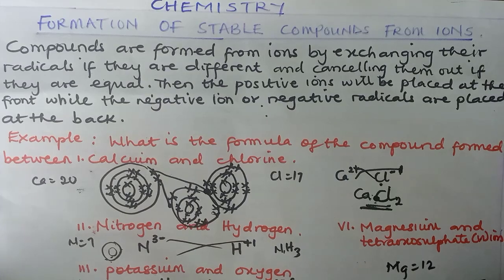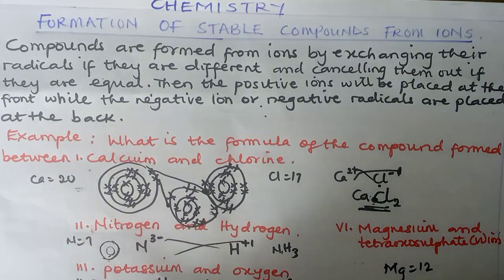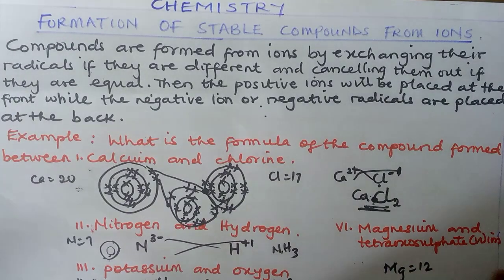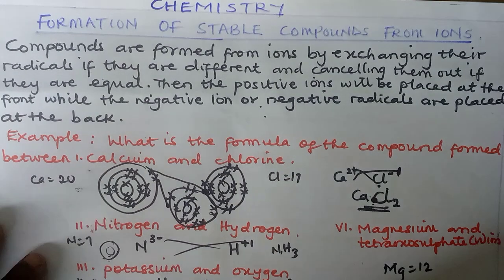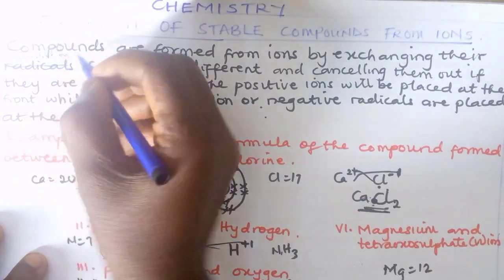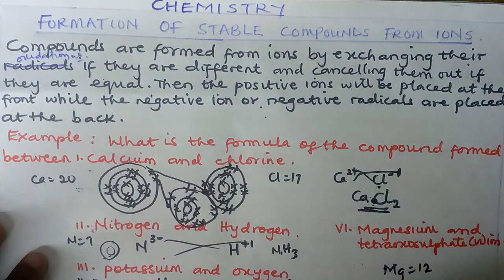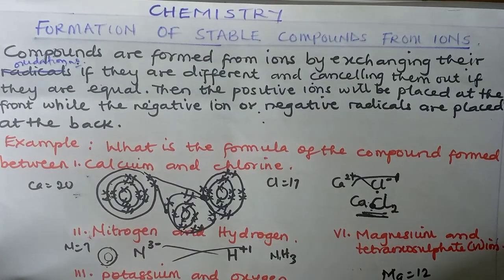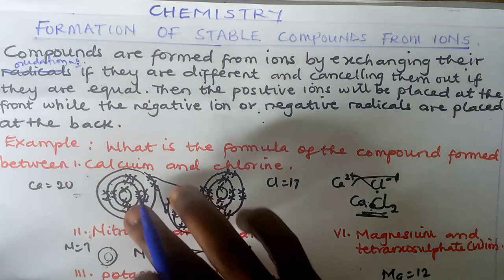Now, ions are formed when atoms of an element gain or lose electrons, and compounds can be formed from these ions by exchanging their radicals, by exchanging their oxidation numbers. Oxidation number is the number of electrons gained or lost in a reaction. At times oxidation number can be equal to the valence electron of some elements, though they are not the same. Valence electron is the number of electrons at the outermost shell of an atom.